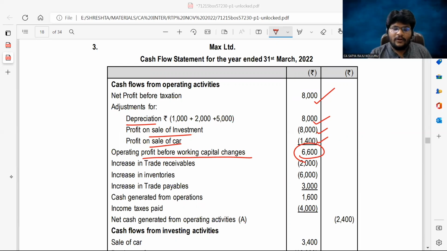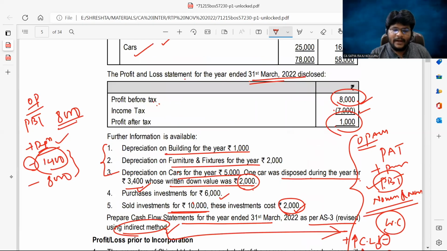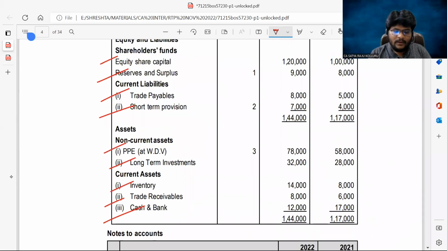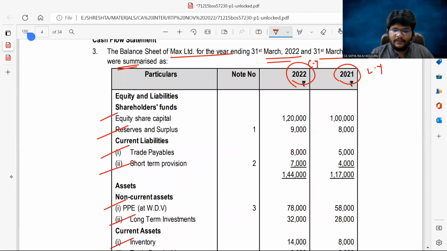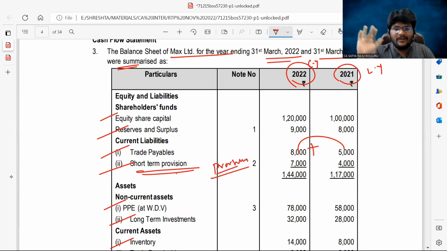Now start the discussion on the working capital items. Working capital items means current assets and current liabilities. First, let us have a discussion on current liabilities. Trade payables 5,000 to 8,000, an increase. Short-term provision you should not consider here, because short-term provision is related to provision for tax. Tax is a separate discussion. You should never combine the provision for tax item with the working capital changes. The reason is the tax component we are adjusting separately.